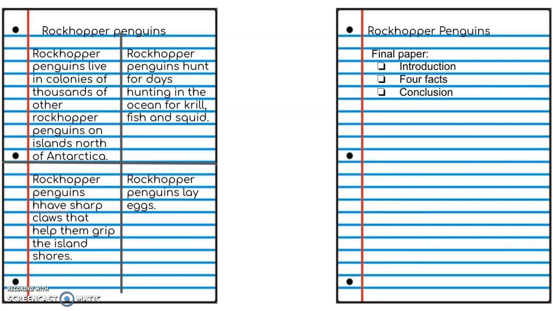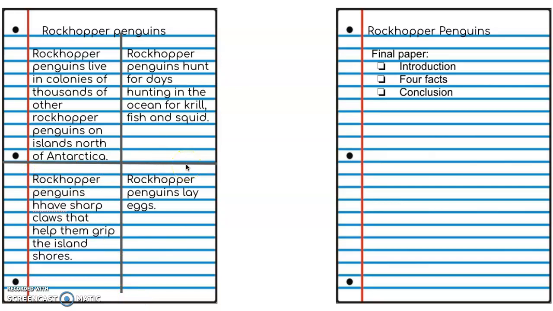All right, friends, so this week we are now going to take our notes and choose one penguin that we're going to write about. So I went through my notes and I chose to write my nonfiction penguin writing on rockhopper penguins. So I first took out my notes, okay, the ones with the 4 squares on it.